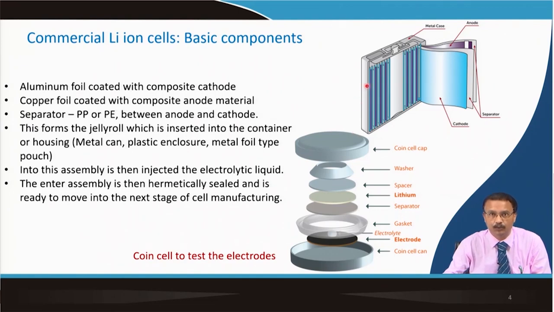Cylindrical cell, you know about the pouch cell. Now, in the case of the prismatic cell, as you can see, it is a rectangular shape. So, packaging is a bit different and cell construction is almost similar to that of the pouch cell, which I will be describing today.